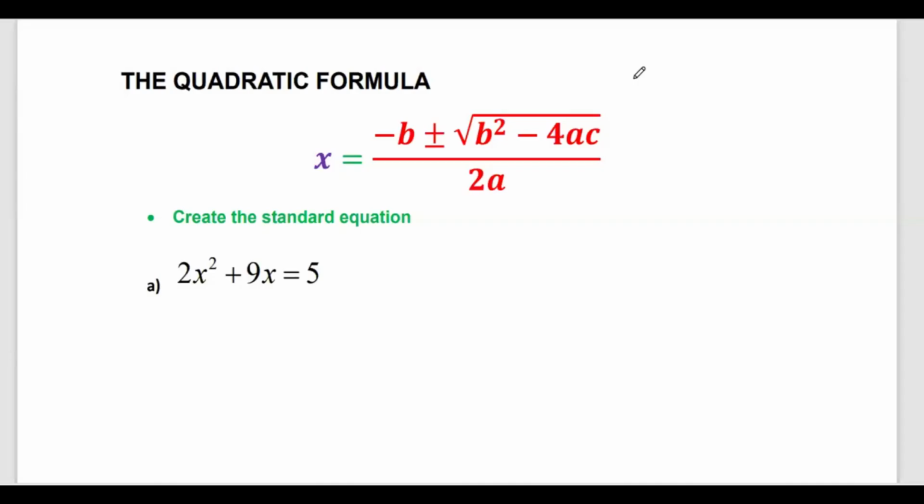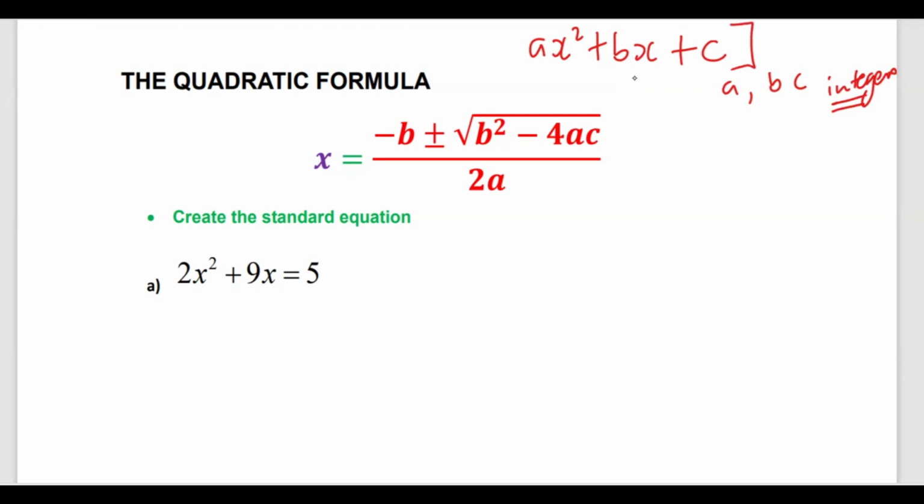All right, so we're going to discuss the quadratic formula. The quadratic formula is just a method that is used to solve what we call quadratic equations. We know that the general format of a quadratic equation is usually in the form of ax squared plus bx plus c, okay? Where a, b, and c are basically integers. They are numbers, can be positive or negative numbers, okay?